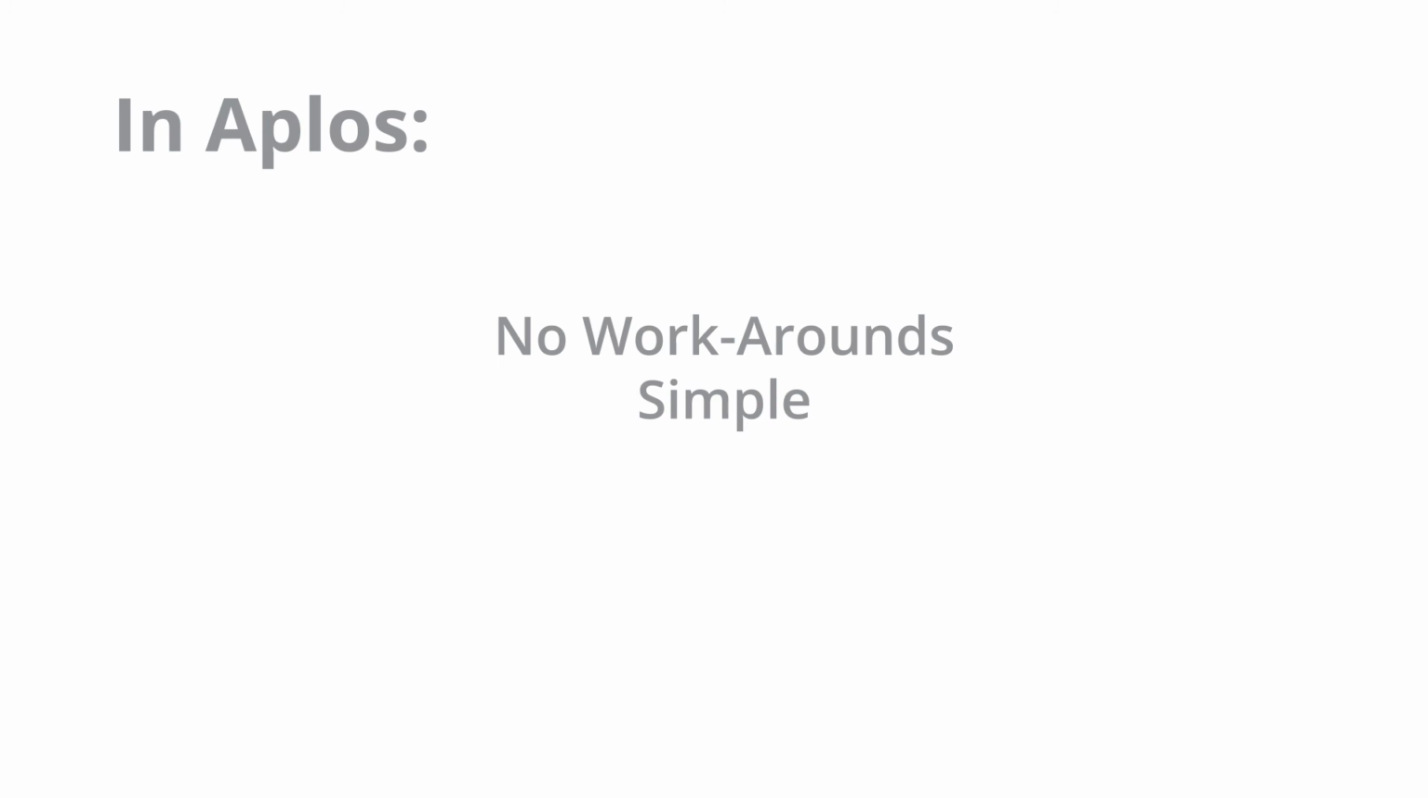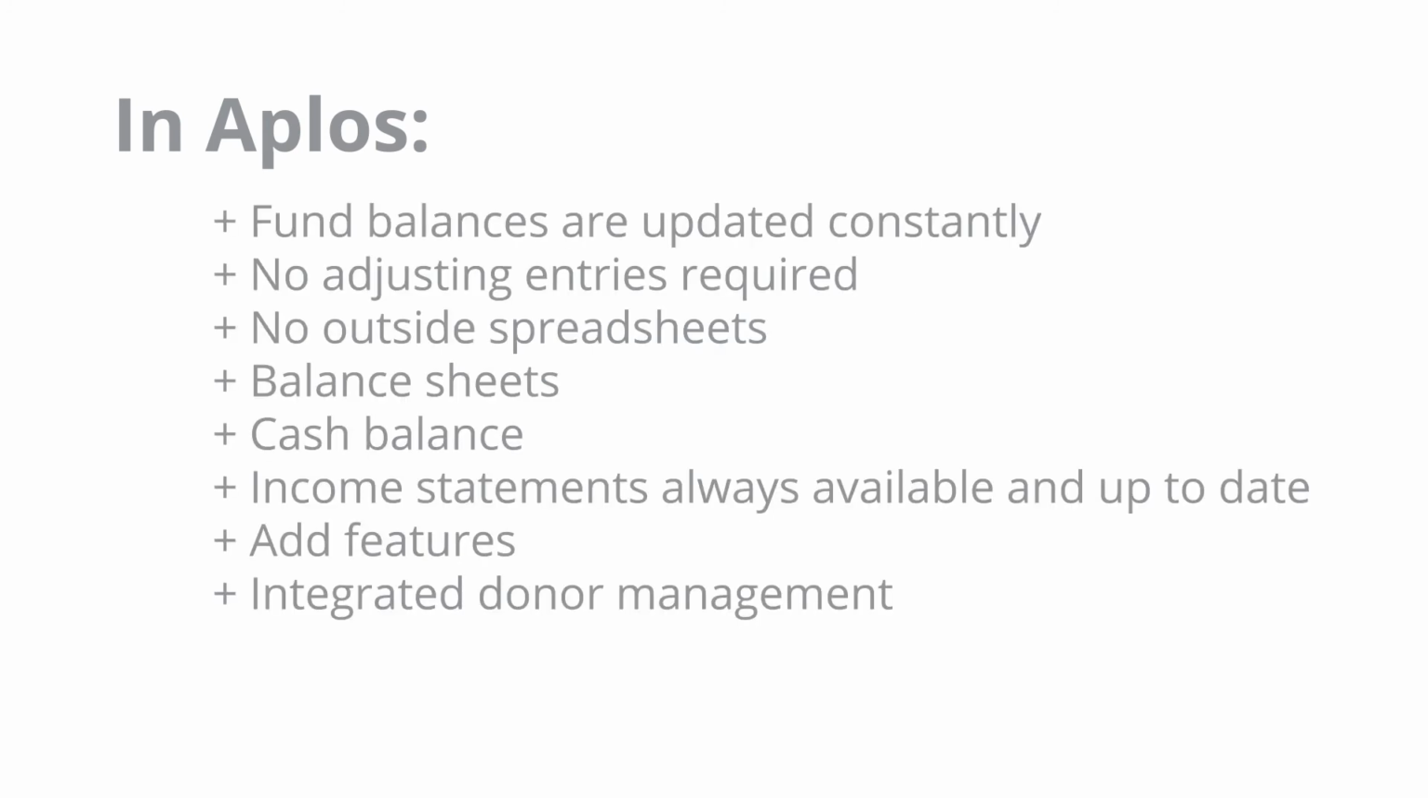So in Aplos, fund balances are up to date constantly. No adjusting entries are required. There are no outside spreadsheets required to keep everything straight. You've got a balance sheet, including a cash balance, an income statement, and whatever other reports you need available at any time. And again, because each transaction updates the fund balance, they're accurate in real time.